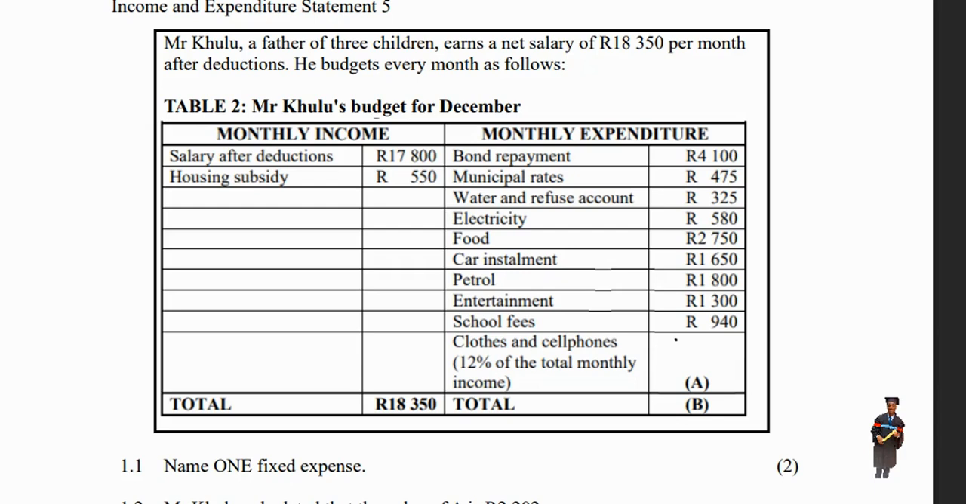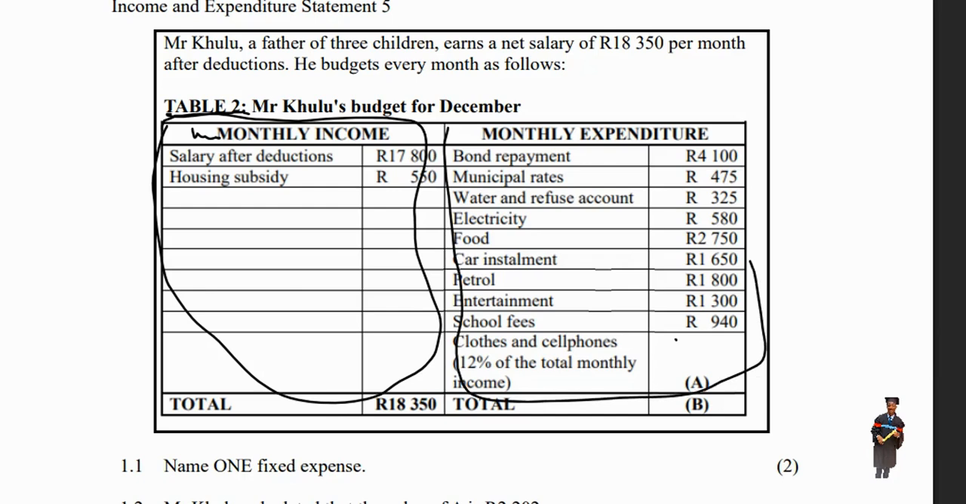Okay, we are given table 2, and table 2 is Mr. Kulu's budget for December. When we look at table 2, we have column 1. This is the first column, even though it is divided into 2, but let's just treat it as a single column because this information goes together. And we have this other column. It means these two columns have sub columns. So when we look at the first column, that is where we see the monthly income.